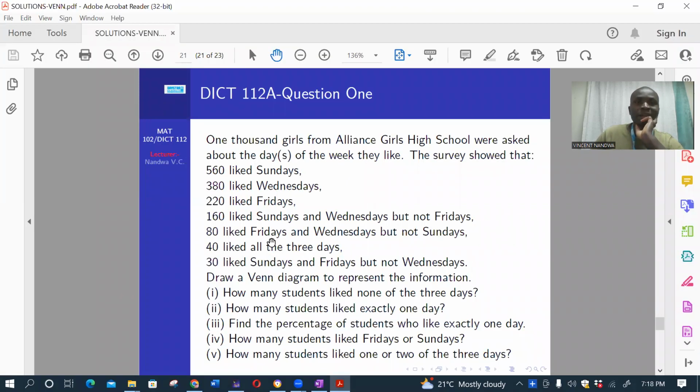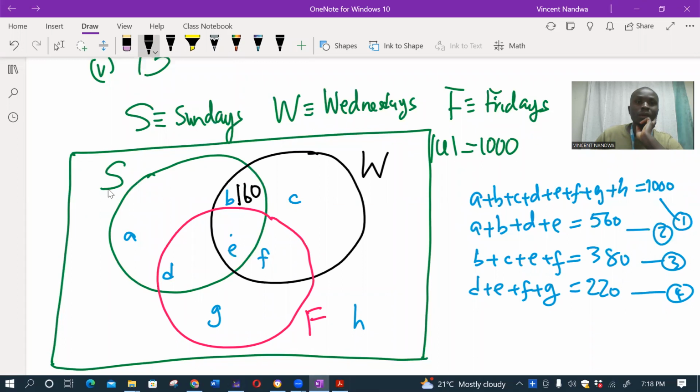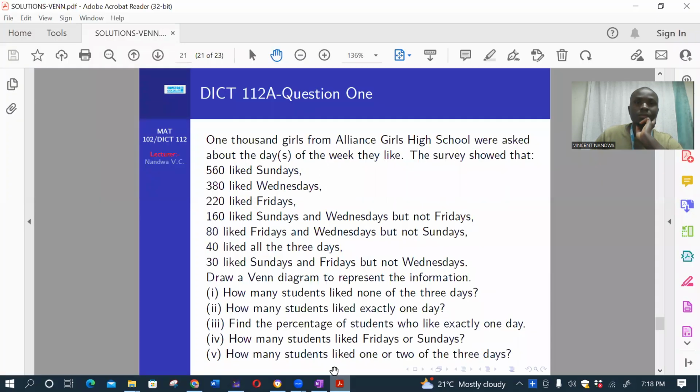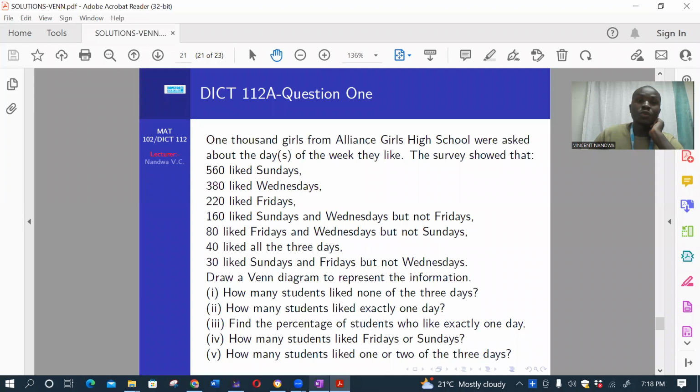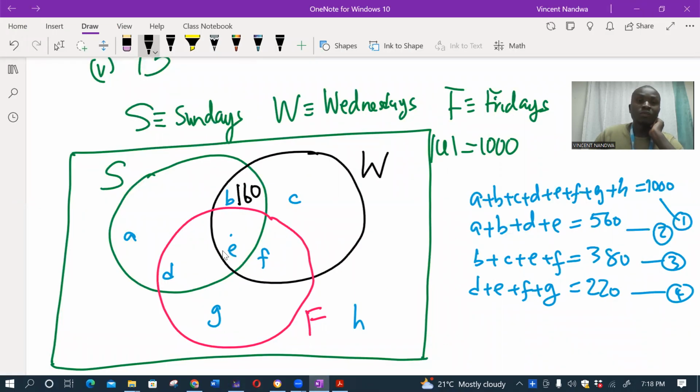And then 80 liked Fridays and Wednesdays, but not Sundays. This means we should be where F and W meet. F is the pink circle, W the black circle. These two meet at E and F. But then we don't want to be in S. So we exclude part E, because if we include E, we'll be in S. So this is the only part, and this is what we call 80.